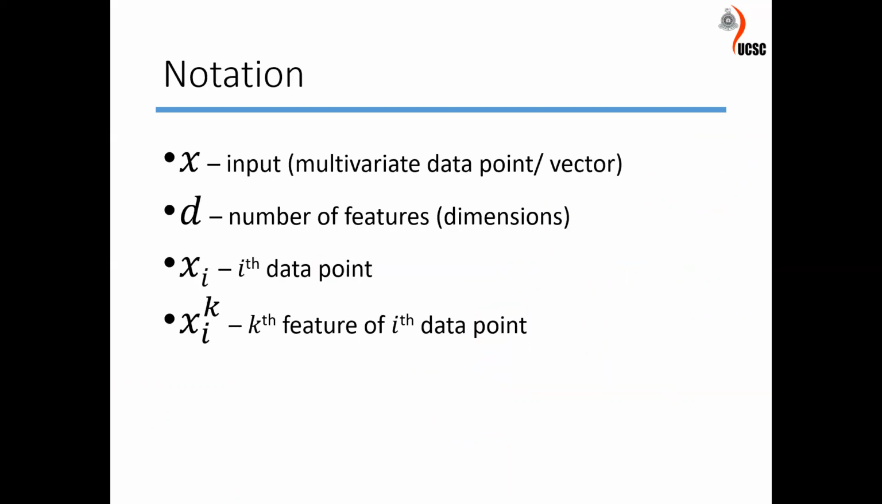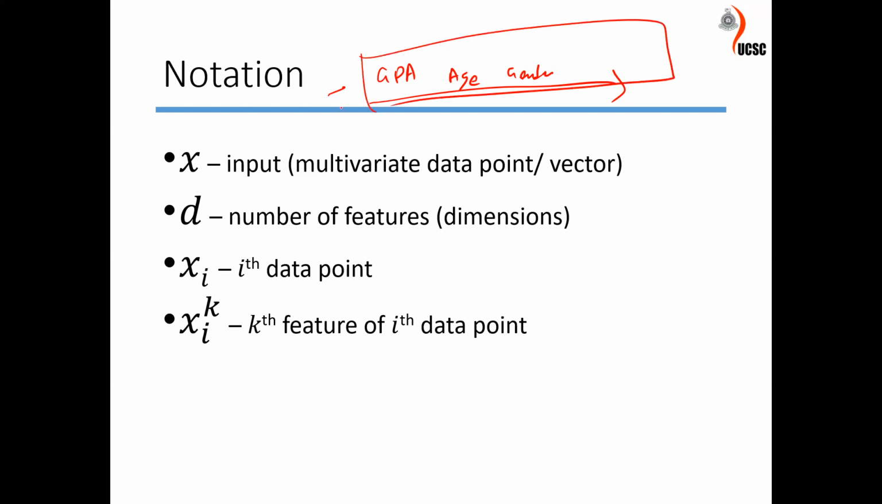The same theories we are going to use, but the difference is that in here we have multivariate data points. That means it has a set of dimensions: previously we had only GPA, now we have age, gender, like that. If you consider one particular data point, it has a set of dimensions. So if you consider X as our input, that is a multivariate data point, which means it has a set of dimensions. So again, it's a kind of a vector.